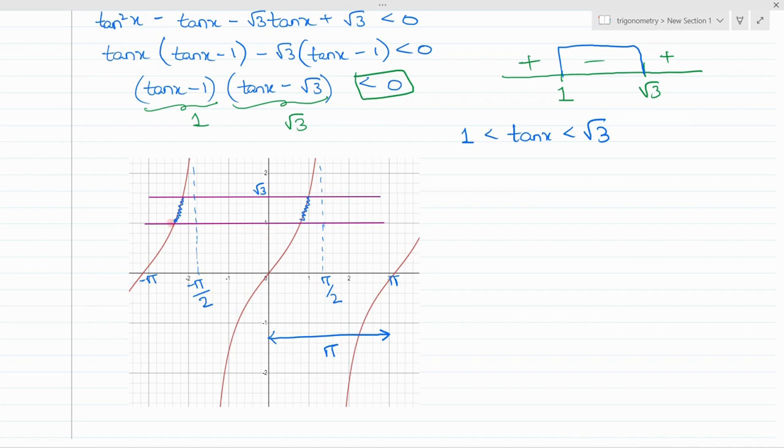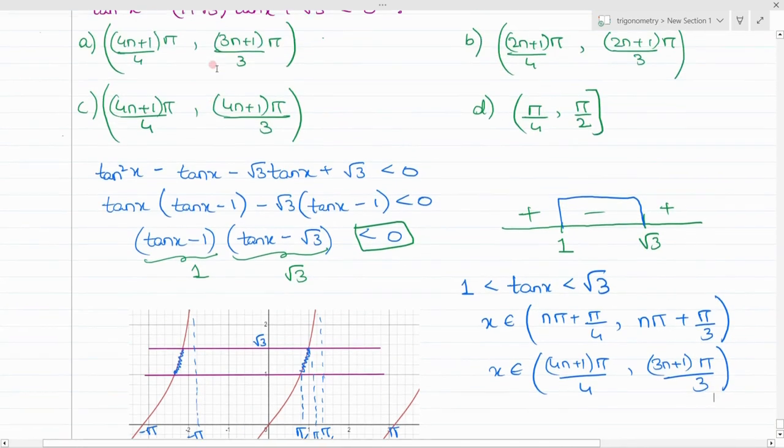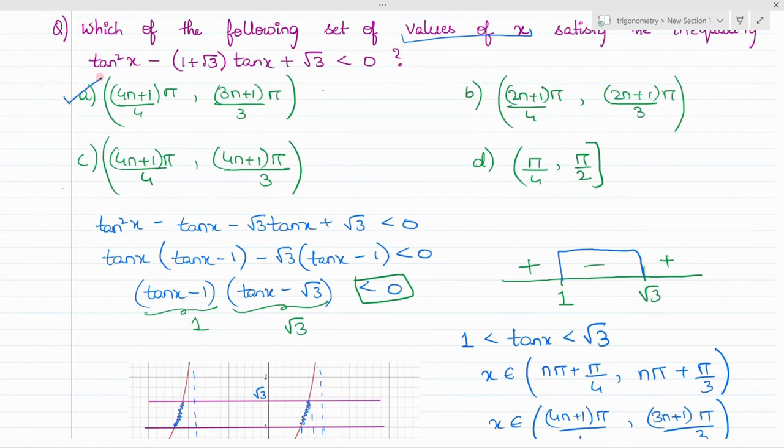So in this period, tan is 1 at pi by 4 and root 3 at pi by 3. So here x belongs to n pi plus pi by 4, comma, n pi plus pi by 3. Why is it n pi? The cycle repeats after every multiple of pi. So we can write it as 4n plus 1 times pi by 4 and 3n plus 1 times pi by 3. So if you see the options, the first option is the required answer to this question.